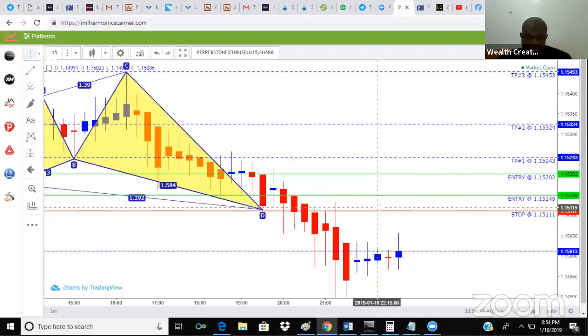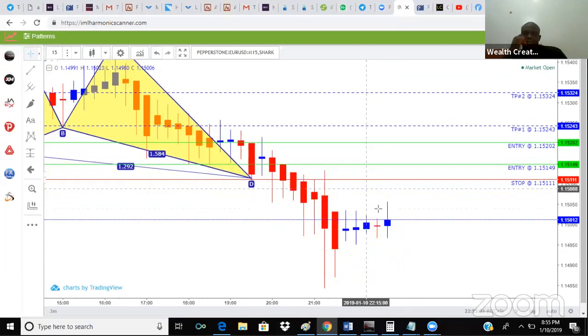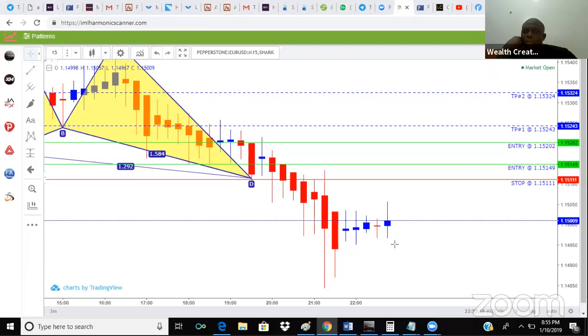Guys, type in the kind of candle you want to see for a sell. Somebody is saying, what is momentum? Momentum means volume. Fantastic.